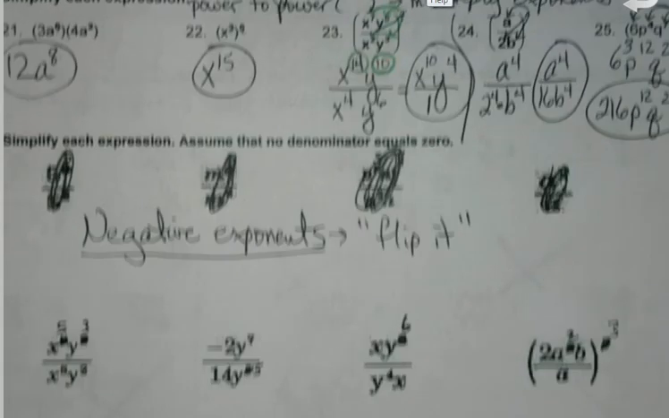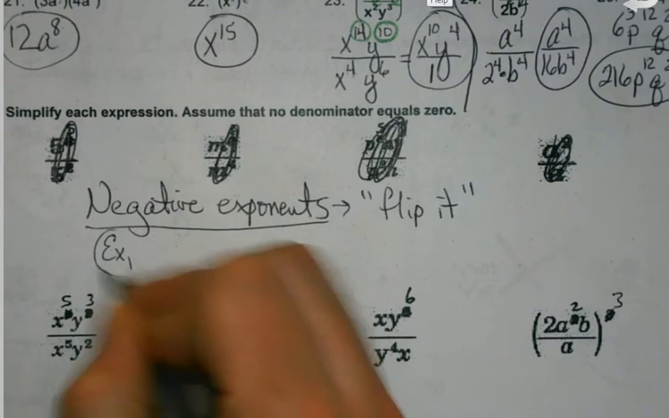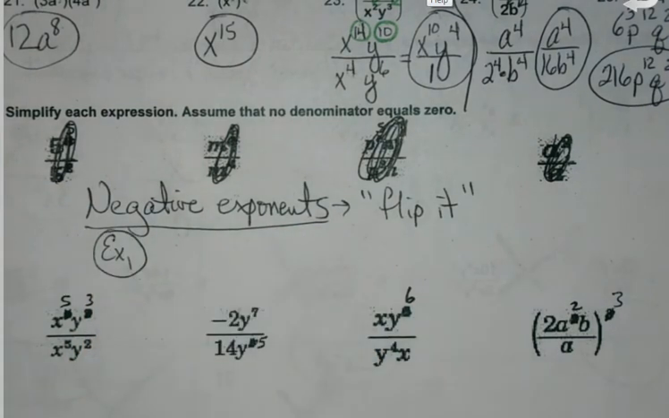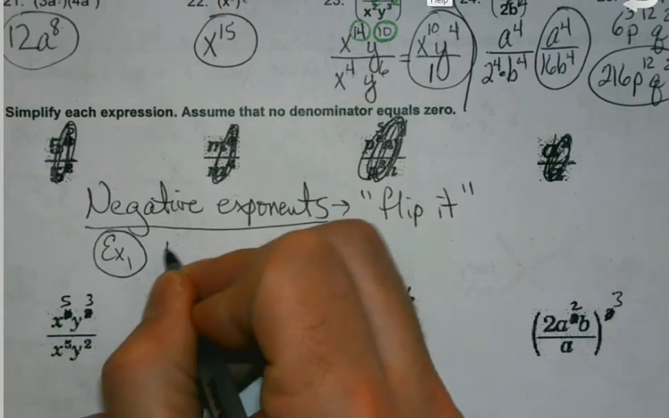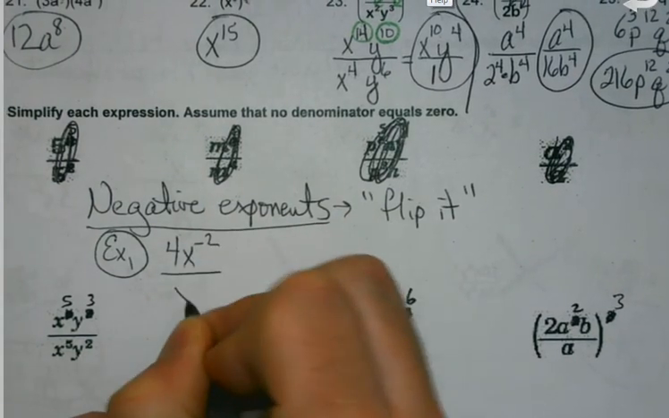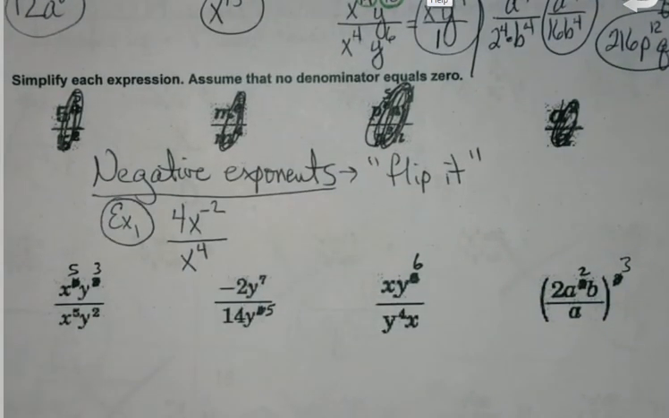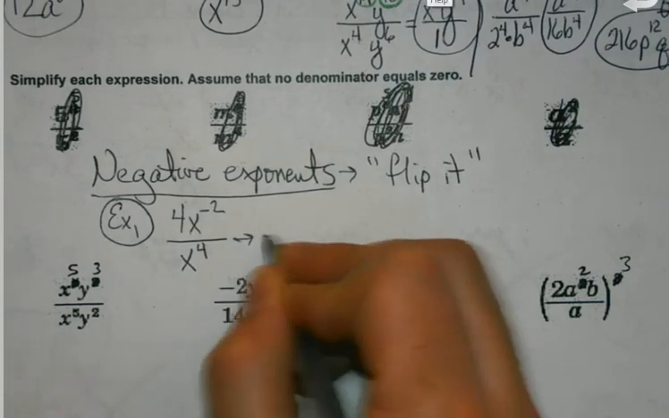Let's say, for instance, we're only going to do a couple of these, and we'll see a couple more. I'll start working through a little of the worksheet with you too. Let's say I had something like 4x to the negative second over x to the fourth.